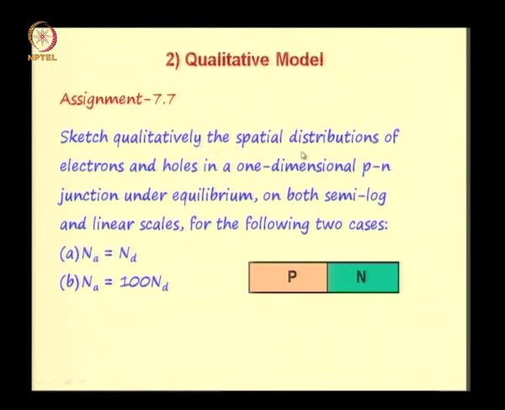Sketch qualitatively the spatial distributions of electrons and holes in a one-dimensional p-n junction under equilibrium on both semi-log and linear scales for the following two cases: Na is equal to Nd and Na is 100 times Nd. So this is an example of a grossly asymmetric junction. Okay, so Na equal to Nd is a simple case, you would have done it in the first level course. Follow the same approach and consider this more involved situation and more interesting situation where one side doping is 100 times the other.